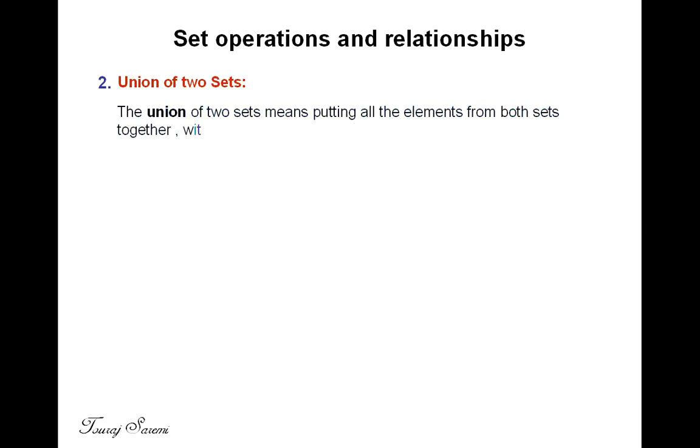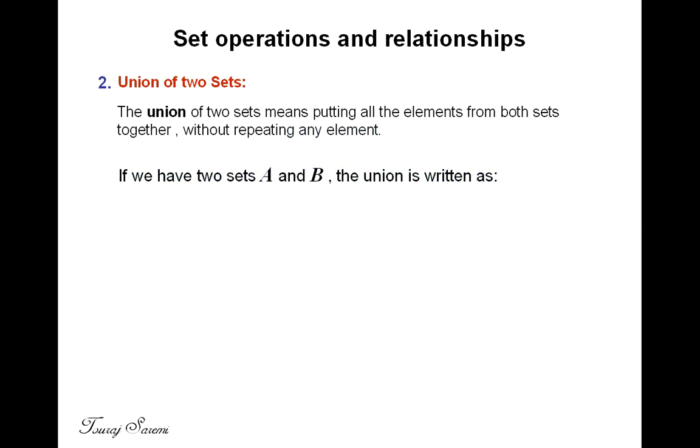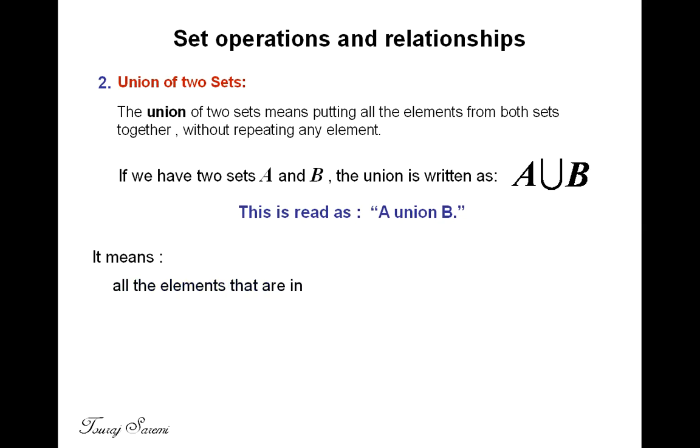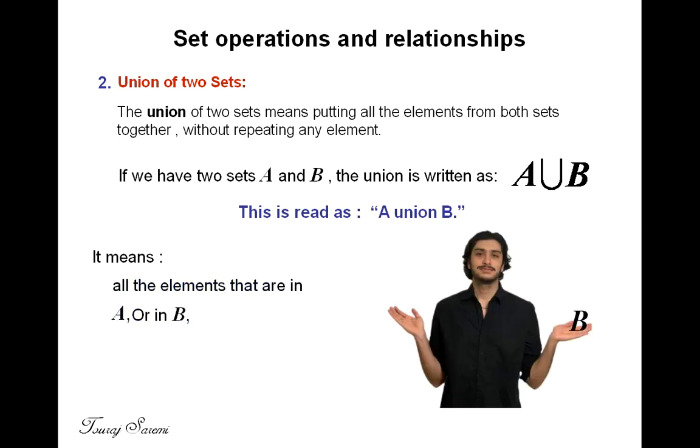2. Union of two sets. The union of two sets means putting all the elements from both sets together, without repeating any element. If we have two sets A and B, the union is written as shown. This is read as A union B. It means all the elements that are in A or in B or in both.